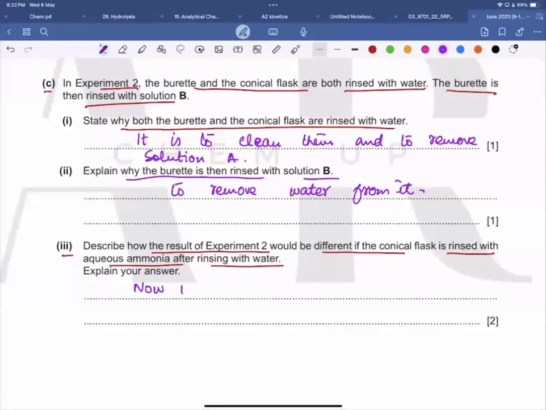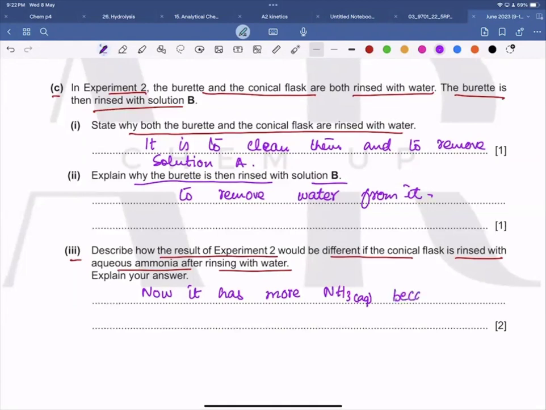Now it has more aqueous ammonia in it, because we have rinsed with the aqueous ammonia and then transferred the aqueous ammonia. And if it has more ammonia, now more of solution B is needed to neutralize it, right?